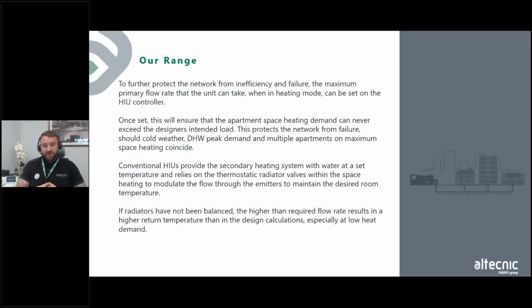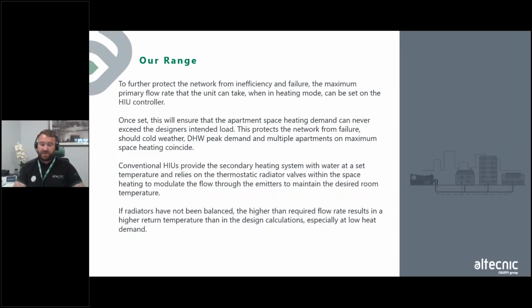The conventional HIUs provide a secondary heating system with water set at a temperature and rely on thermostatic radiator valves within the space heating to modulate the flow through the emitters and maintain the desired room temperature. So if a radiator has not been balanced, the higher than required flow rate results in higher return temperatures than the design calculations, especially at low heat demand. So we have some very clever functions within the HIU itself, which allow us to protect the network.